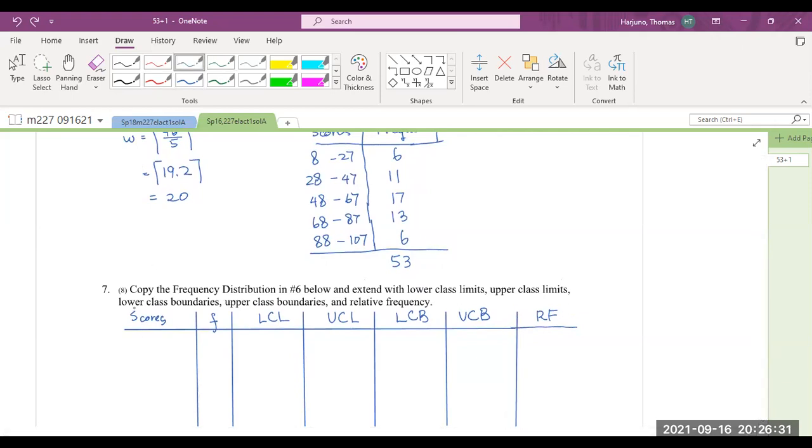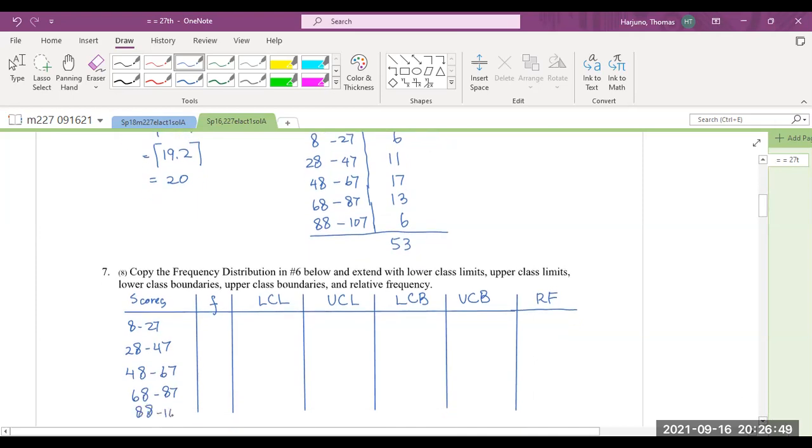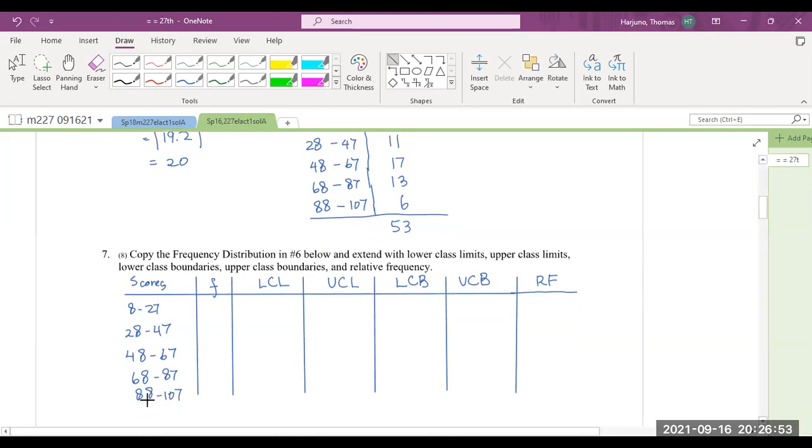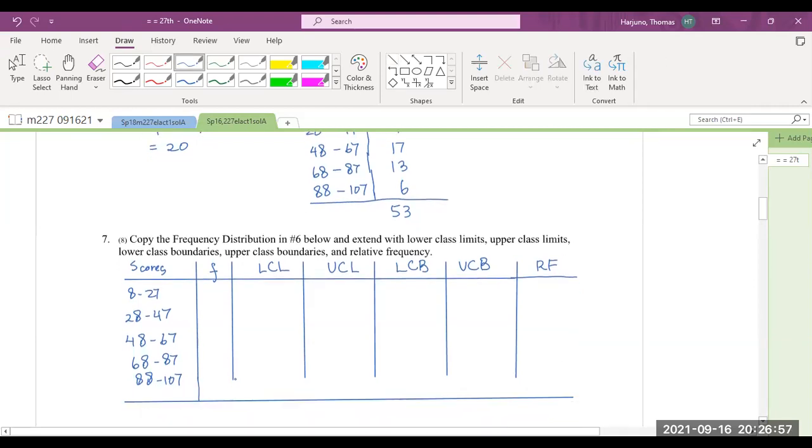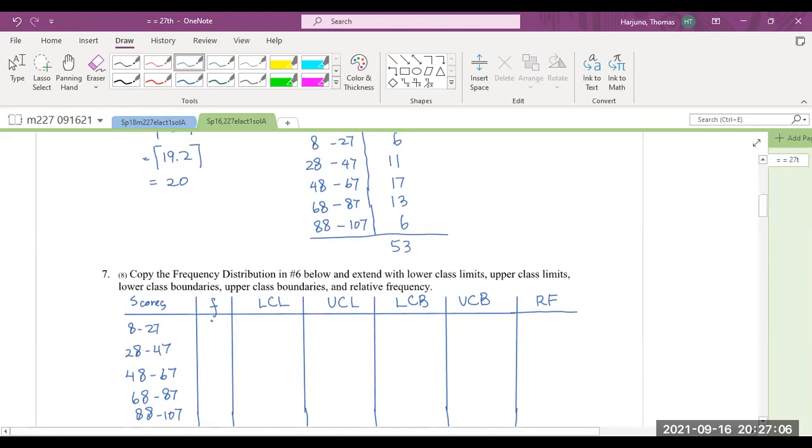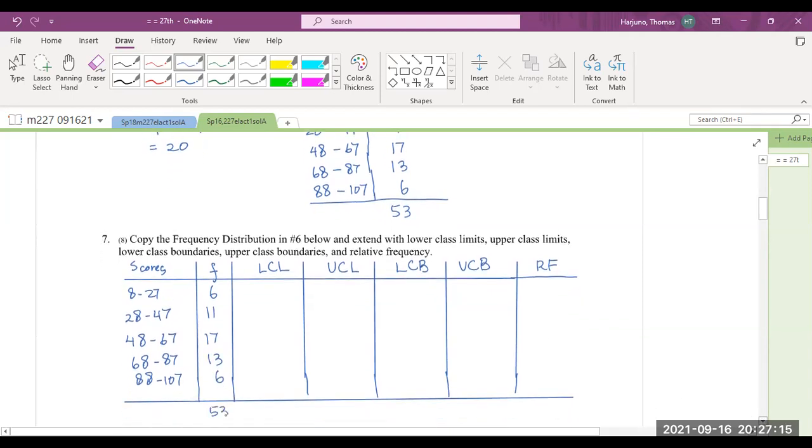Now then, let's copy that here. 8 to 27, 28 to 47, 48 to 67, 68 to 87, 88 to 107. And pull the line again here to close the gap. So the frequency was 6, then 11, 17, 13, and then 6, add up to 53. And then this is 8, 28, 48, 68, 88. This one is 27, 47, 67, 87, 107.